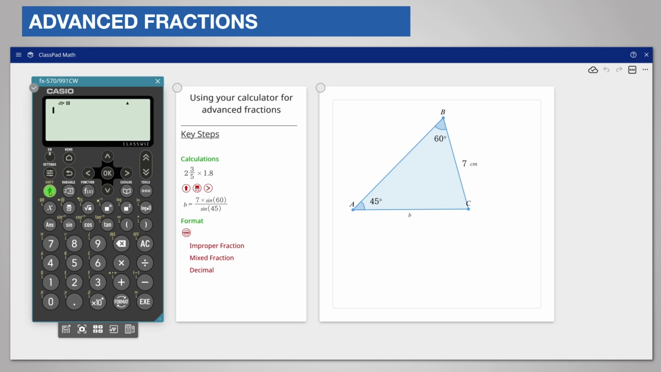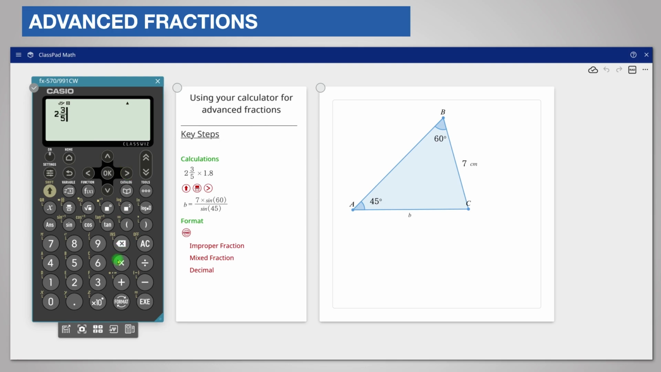Start with the mixed number template, shift fraction. Enter the integer 2 and scroll right to enter the numerator 3. Notice that the numerator is highlighted and the other parts of the fraction are in grey to help you with your input. Scroll down to the denominator and enter that. Scroll right to exit the fraction.